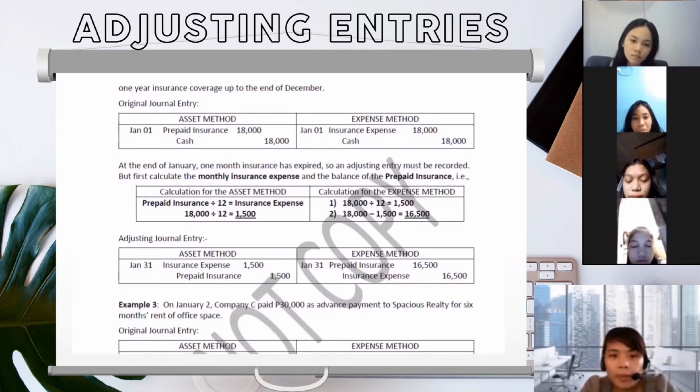Kaya lang, okay, pakibasa nga ako dito. Rose Ann, pabasa ako. At the end of January, 1-month insurance has expired. So an adjusting entry must be recorded, but first calculate the monthly insurance expense and the balance of prepaid insurance. Okay, alright. So ngayon, 18,000 daw yan for 1 year.